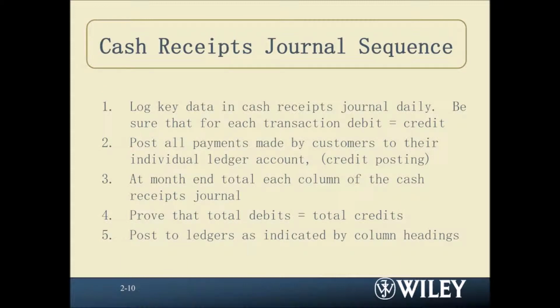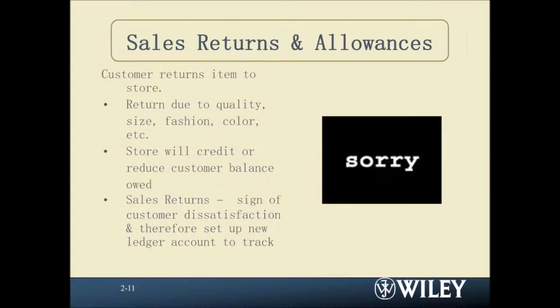The journal sequence for a cash receipts journal is to log key data in the cash receipts journal daily. Be sure that for each transaction, a debit equals a credit. Post all payments made by customers to their individual ledger account, which is a credit posting. At the month end, total each column of the cash receipts journal. Prove that your total debits equal your total credits, and post to ledgers as indicated by column headings.